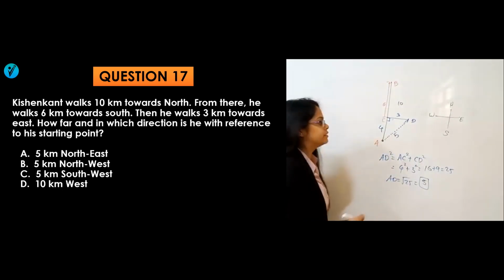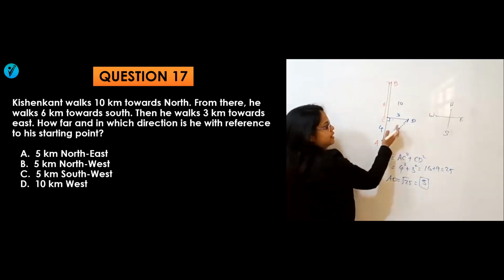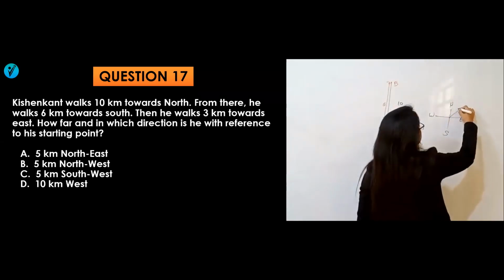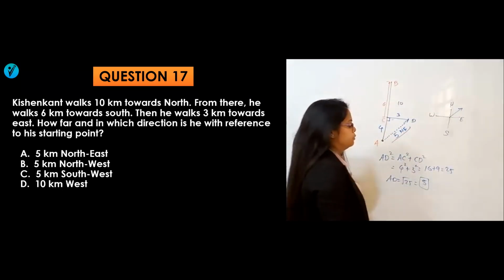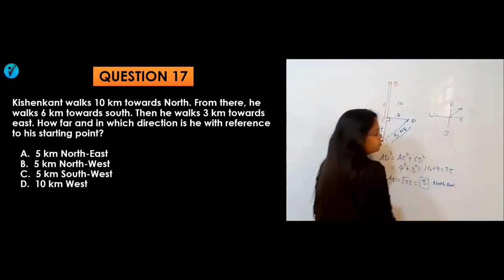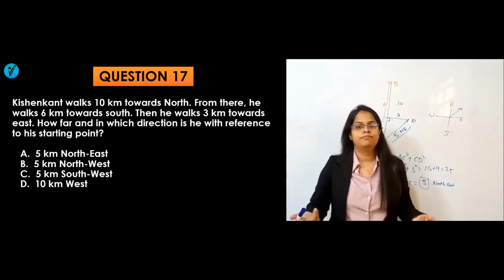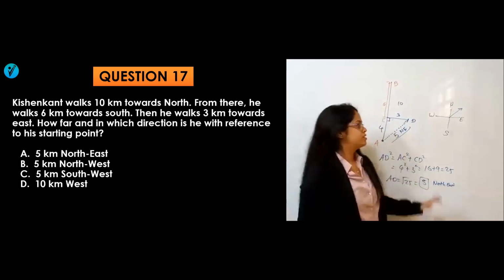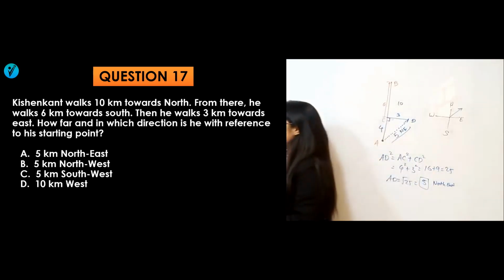But in which direction? Which is this direction? He is towards the right side, means east, and upper side means north. That means this is the direction of northeast. So 5 kilometer northeast will be your answer. So option number A is your answer. That's it. Easier. Direction questions are also important for the TISSNET. So let's go for the next question now.